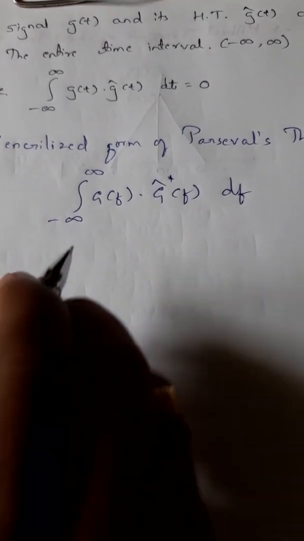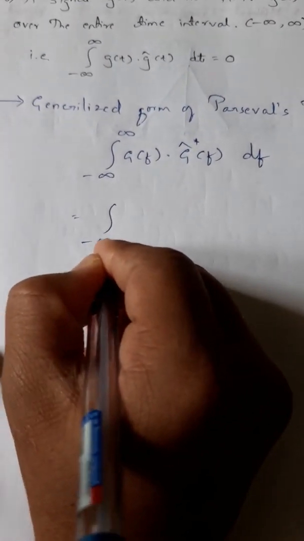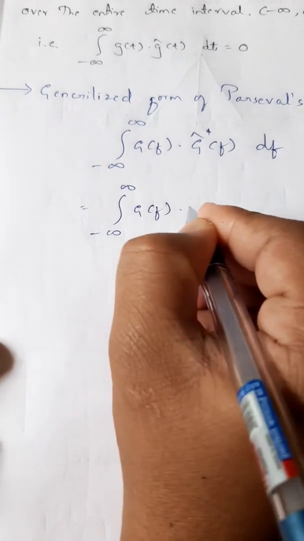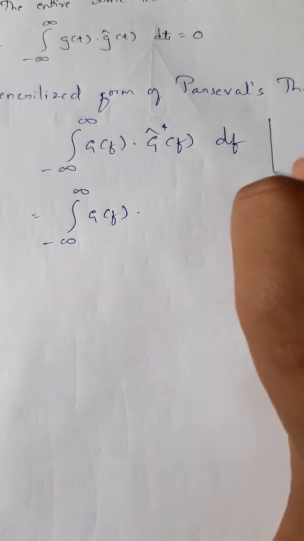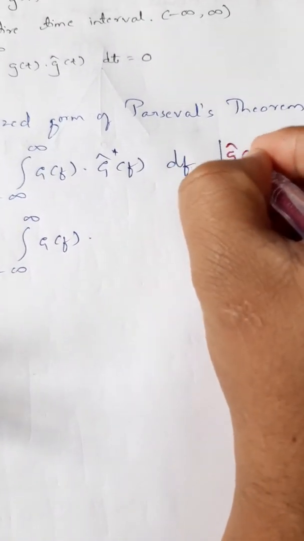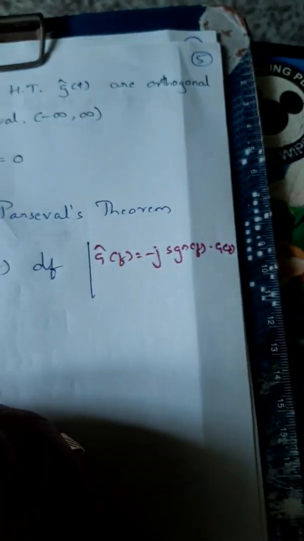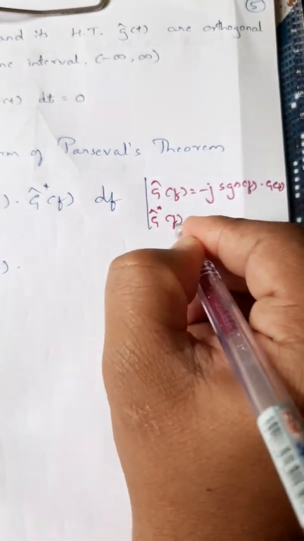So using this theorem, I'll try to prove this. Let me start. Integration from minus infinity to plus infinity of g of f as it is, and its complex conjugate. What is g cap of f? My g cap of f is equal to minus j signum of f into g of f. So the conjugate of this, what happens?